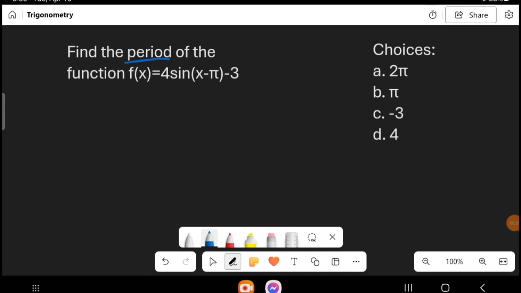So, how do we get the period of our sine function? In general, if you have f of x or y equal to a sine of bx minus c plus d, this is the general equation of our sine function.